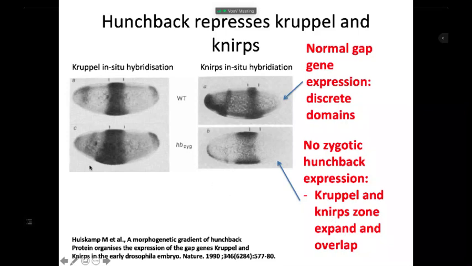And we can see this here by this cripple in situ hybridization. We can see an increase in the domain of expression of cripple. And here in the knirps in situ hybridization, this second domain expands and begins to overlap with the other domain of knirps expression. So hunchback represses both cripple and knirps expression.